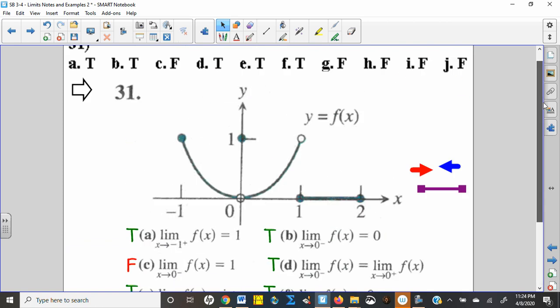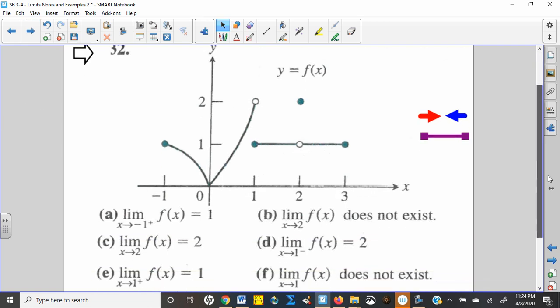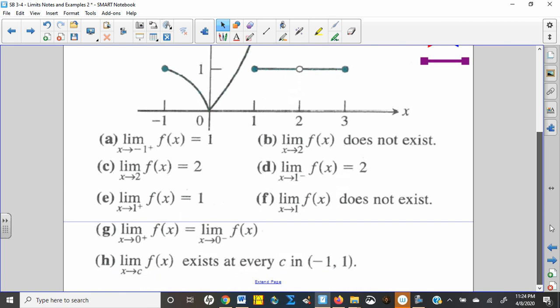If you would also like me to walk you through 32, let me know. Come tomorrow to help session, and I'd be happy to go through it. But it's really the same idea. Do the one and two-sided limits exist or agree?